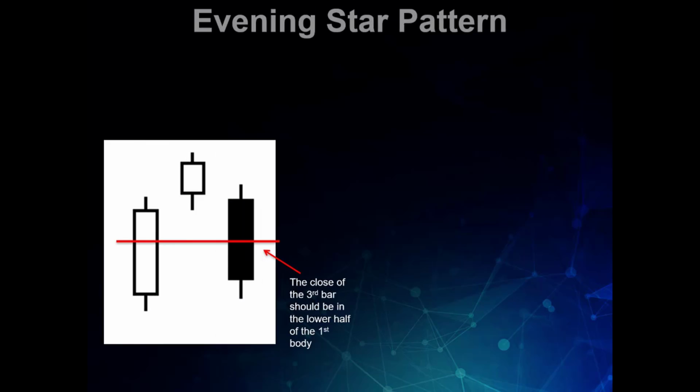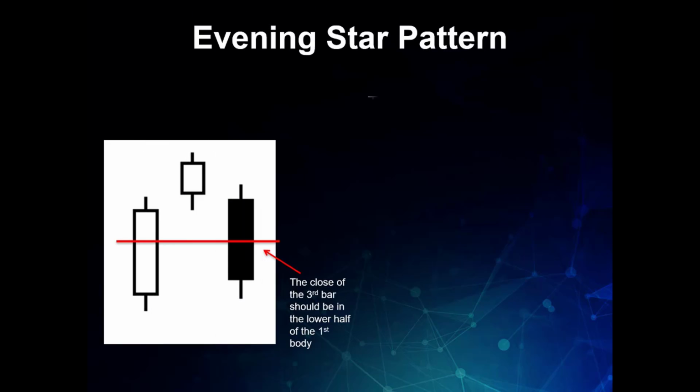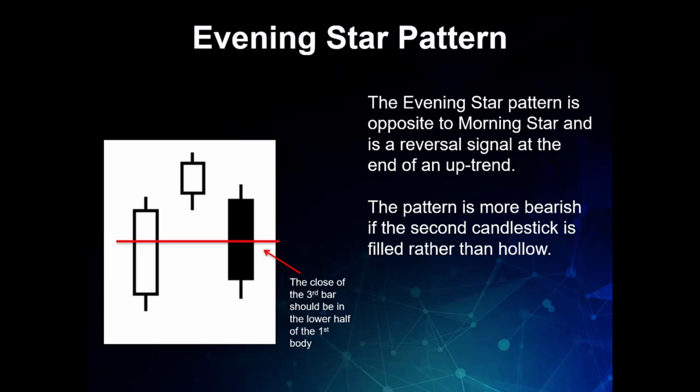The evening star. The evening star pattern is opposite to the morning star and is a reversal signal at the end of an uptrend. The pattern is more bearish if the second candle is filled rather than hollow. So as you can see here, we've got a bull trend, then we've got the evening star on the top, and then we have the market falling, and when it falls halfway down that whole candle body, it gives you an indication that the market's breaking down.